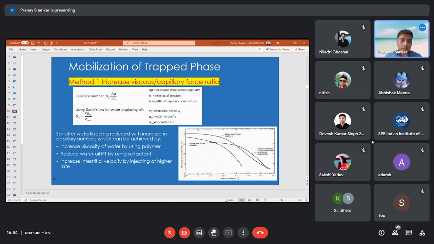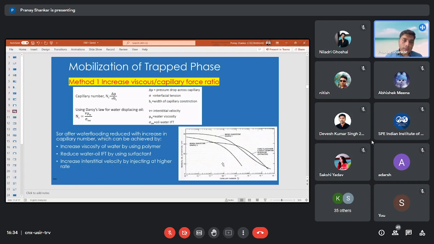So one method is, as I said, this capillary number is a very important term. If you go by the definition, the capillary number is defined by the viscosity of the displacing fluid, which is water, and the interfacial tension between oil and water. And V is nothing but the velocity of injected water. So this is a graph which is called the capillary desaturation curve. On the y-axis you have residual oil saturation, and on the x-axis you have the capillary number, which is this parameter. So it says that the higher the capillary number, the lower is your residual oil saturation. And the lower the residual oil saturation, the higher and higher the oil recovery.